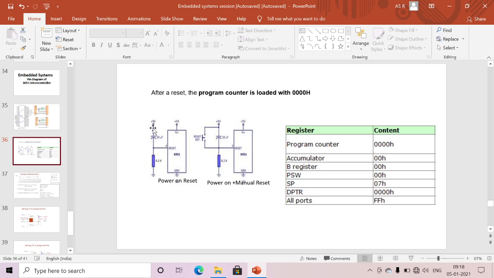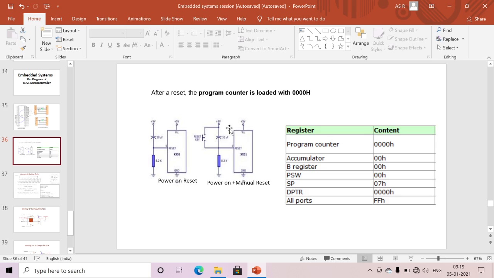Once the power is on, my microcontroller will be reset because the resistor voltage is very high, equal to 5 volts. After that, the capacitor keeps on increasing and my resistor voltage will be decreasing. Finally it will fall to 0. After that, there is no reset. Initially my reset pin will be high, and after a few milliseconds my capacitor will be charged, and the voltage across the resistor will drop to 0. Then there are no further resets. That's why we use this circuit for the power on reset.